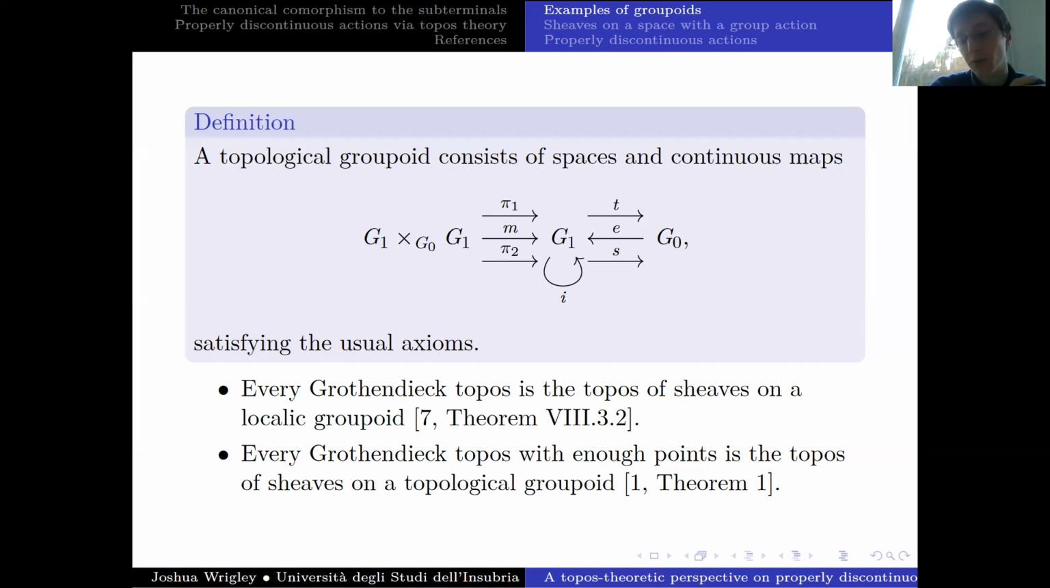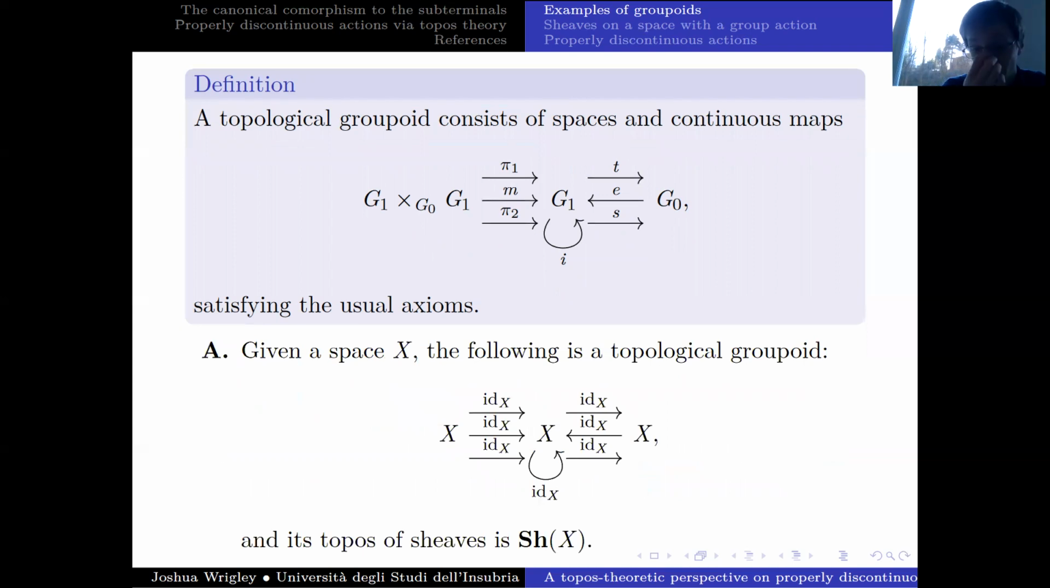And so given the strong correspondence between topos theory and topological groupoids, it would be interesting to study a couple of more concrete examples. So the first example is when we just have a topological space and all of the arrows are the identity. And this indeed is a groupoid, perhaps not a particularly interesting groupoid. And when you take the topos of sheaves, you get the well-known localic toposes, the sheaves on that space.